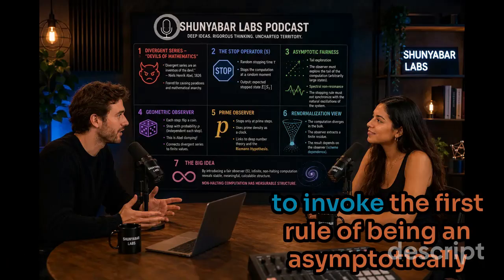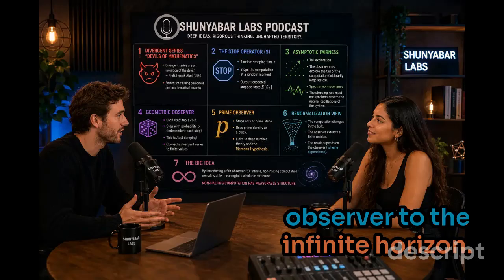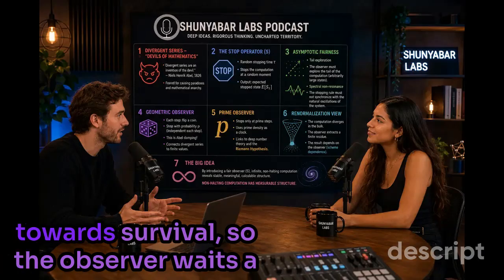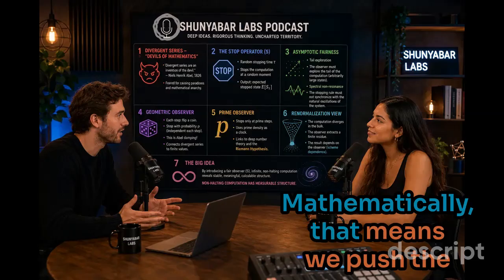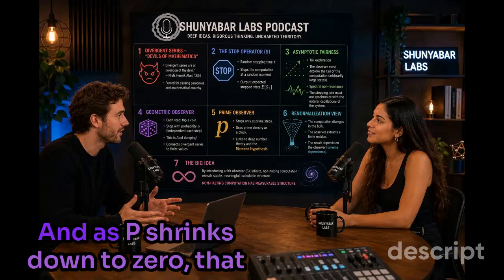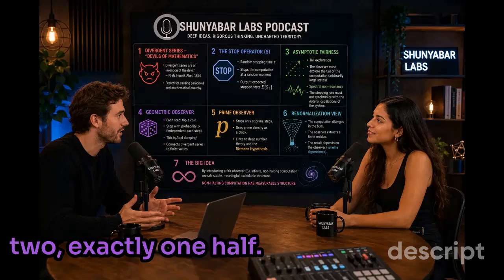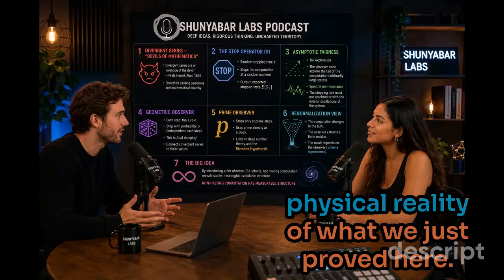This is where we have to invoke the first rule of being an asymptotically fair observer, tail exploration. We have to push our observer to the infinite horizon. Right, we have to make the coin incredibly biased towards survival, so the observer waits a massively long time before stopping the program. Mathematically, that means we push the stopping probability p closer and closer to 0. And as p shrinks down to 0, that expression 1 over 2 minus p smoothly and inevitably becomes 1 over 2, exactly 1/2. I want the listener to really visualize the physical reality of what we just proved here.